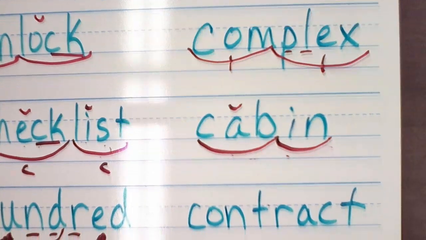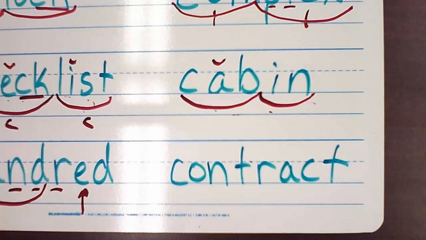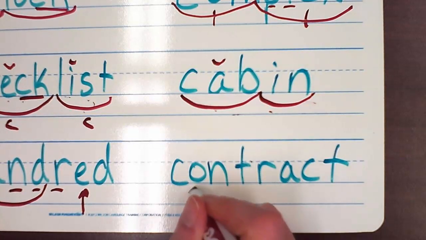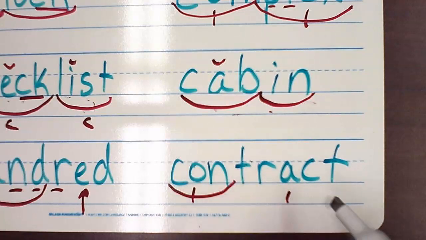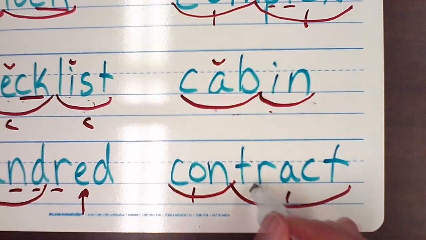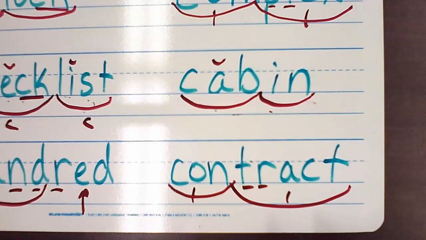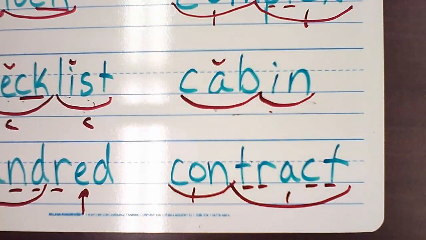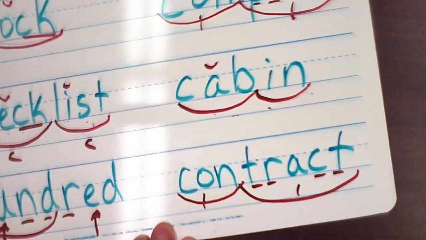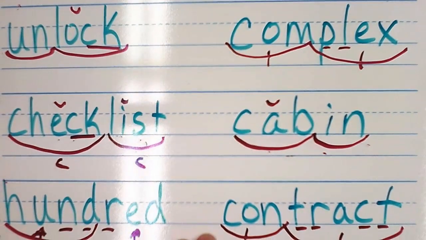Cabin, okay? And for the last one, we have vowel here and vowel here. Contract. In this case, I'm keeping the TR together, and this is another area we focus on with that kt sound at the end, okay?